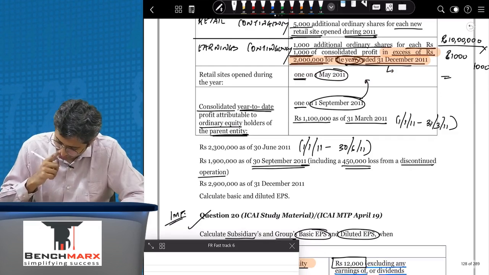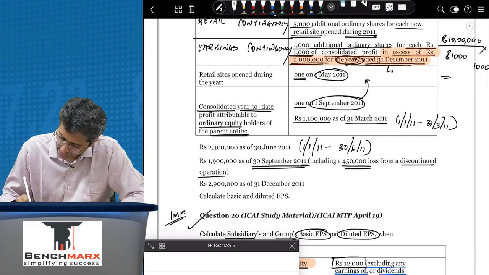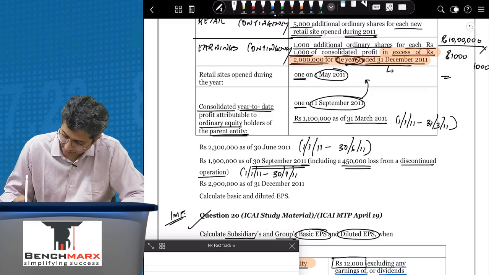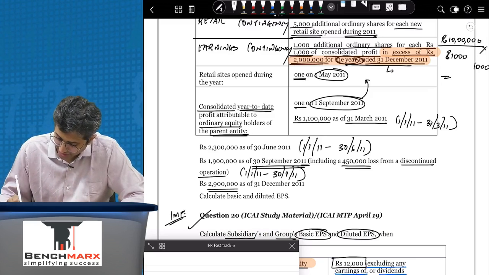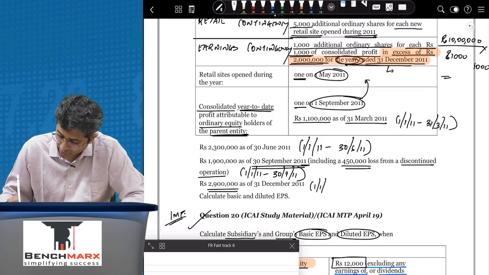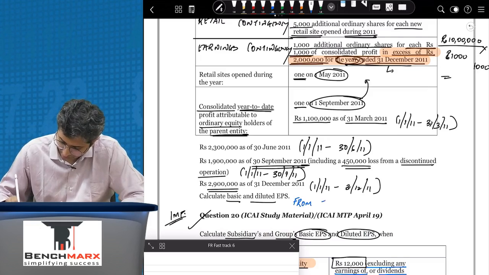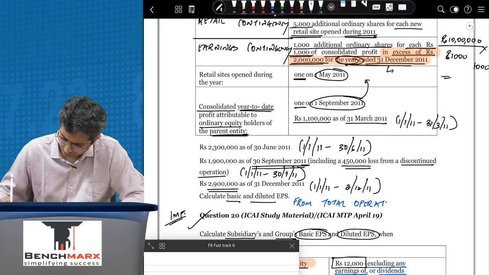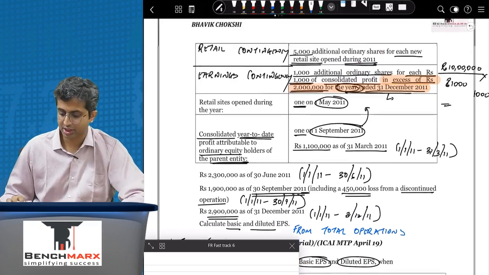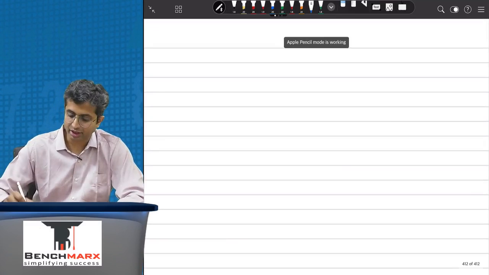Okay. So over here, this is, let us say, 1st January 11 to 30th of September 11, and 29 lakhs as on 30th December. So this is 1st January 11 to 31st December 11. Calculate basic and diluted EPS. Just add a thing from total operations. From total operations. Just pause the video and read it again once.